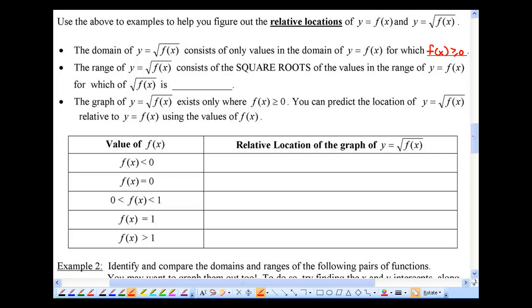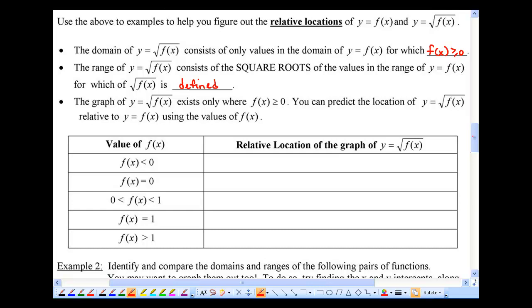Well, the range, let's talk about the range of the square root function. Of course, that consists of all the square roots of the values in the range of the original function. And of course, this is only true for which the square root of f of x is defined. Because sometimes when we take the square root of a negative, it doesn't work. And the last statement here, of course, is just to summarize. The graph of y equals root f of x exists only where f of x is greater than or equal to 0. I said that in the first line.